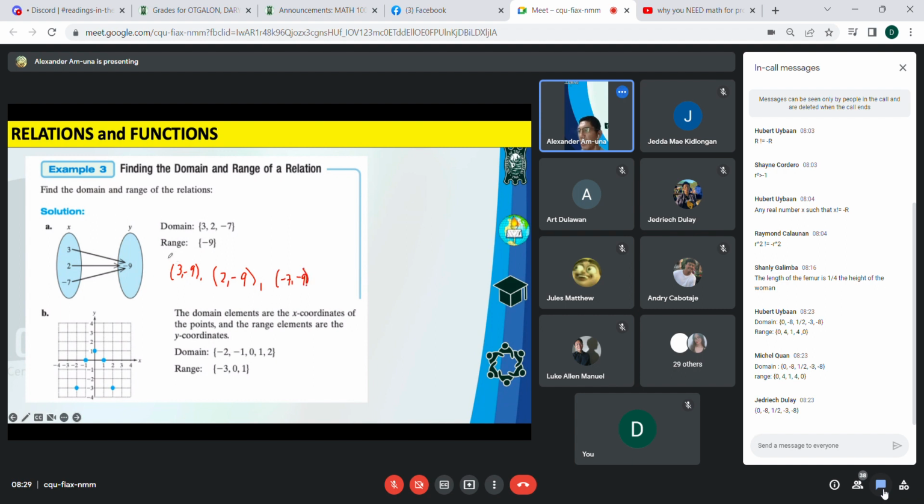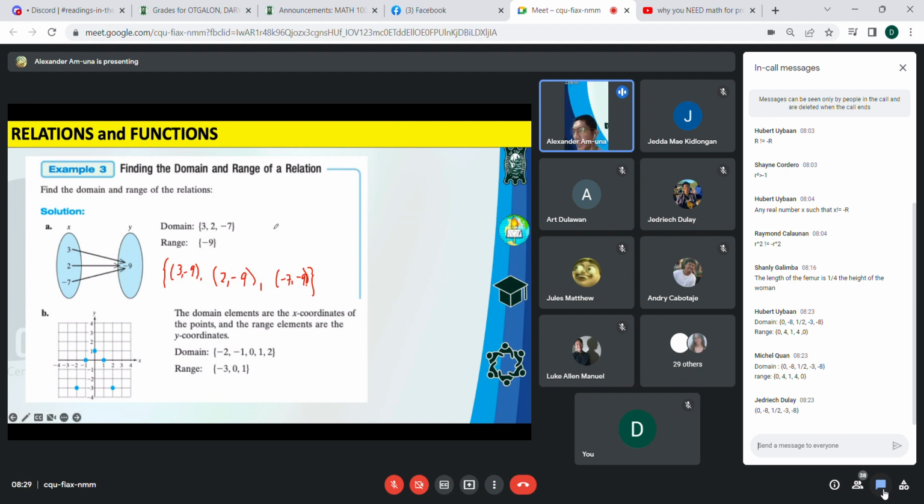Ganyan, right? That would be the set of ordered pairs. But if you are going to write the domain, then it will just be 3 to -7, and then the range will be -9. Right? Okay. Next, how about if there is now a graph in the Cartesian plane?